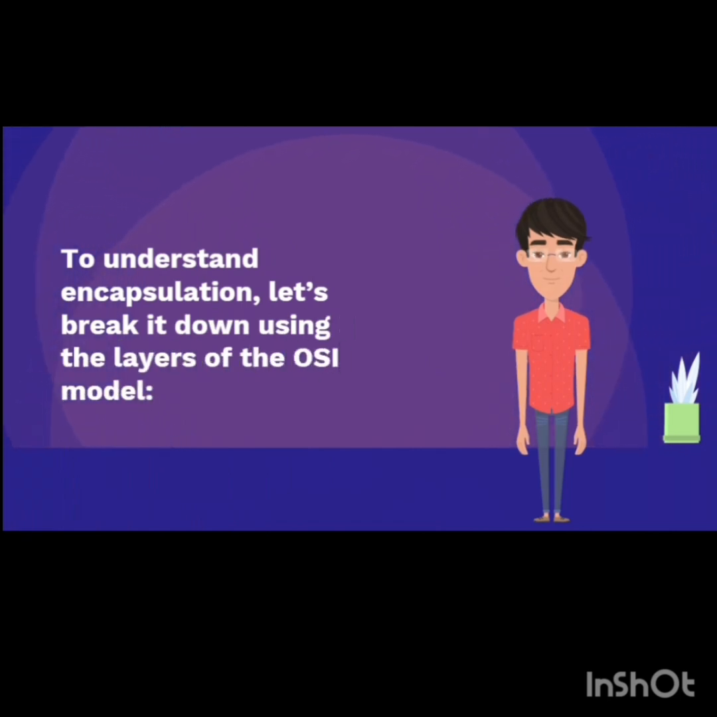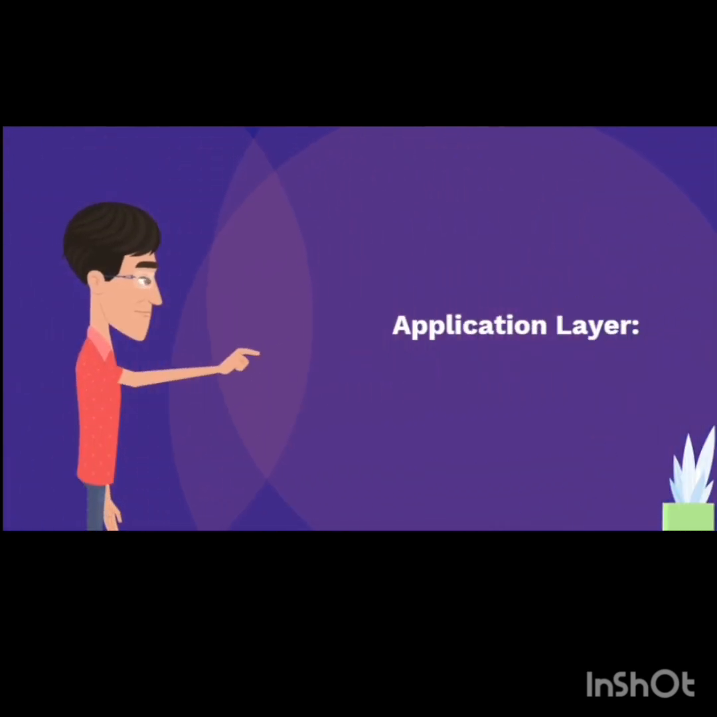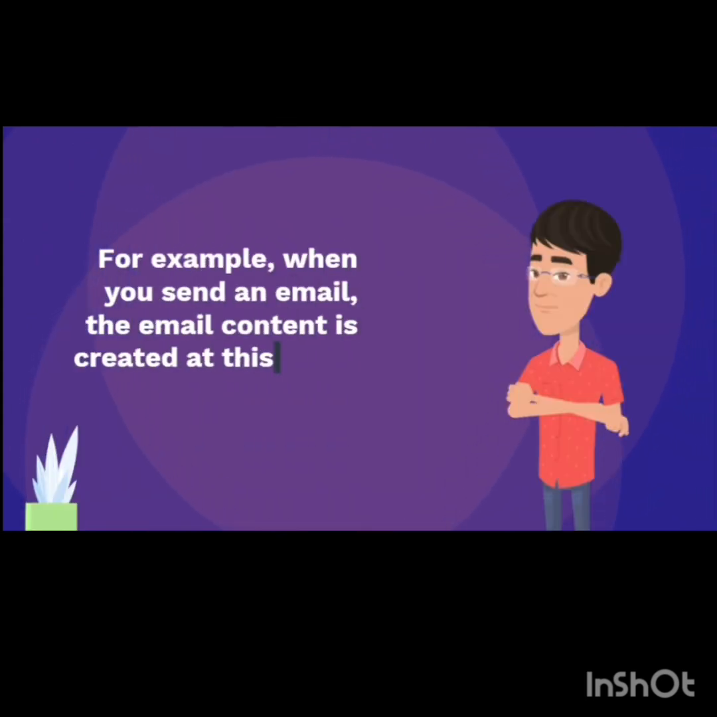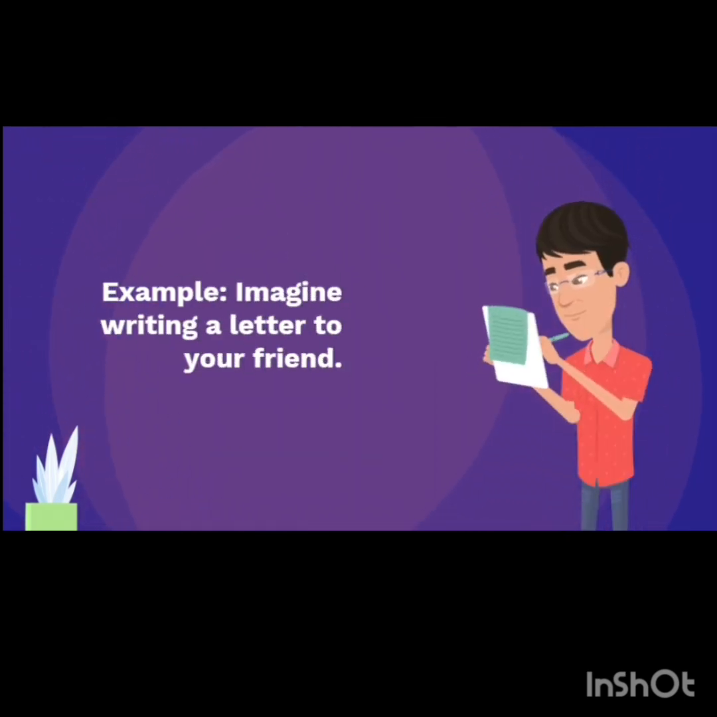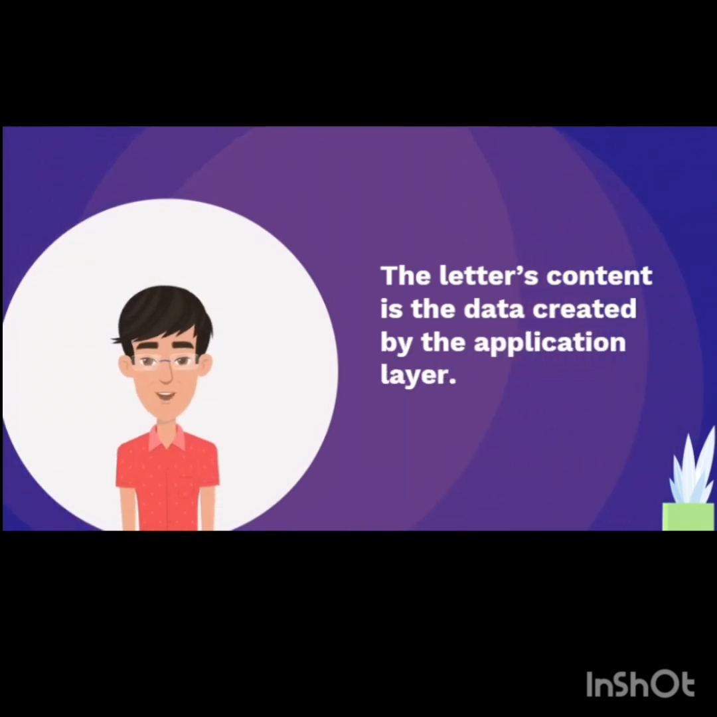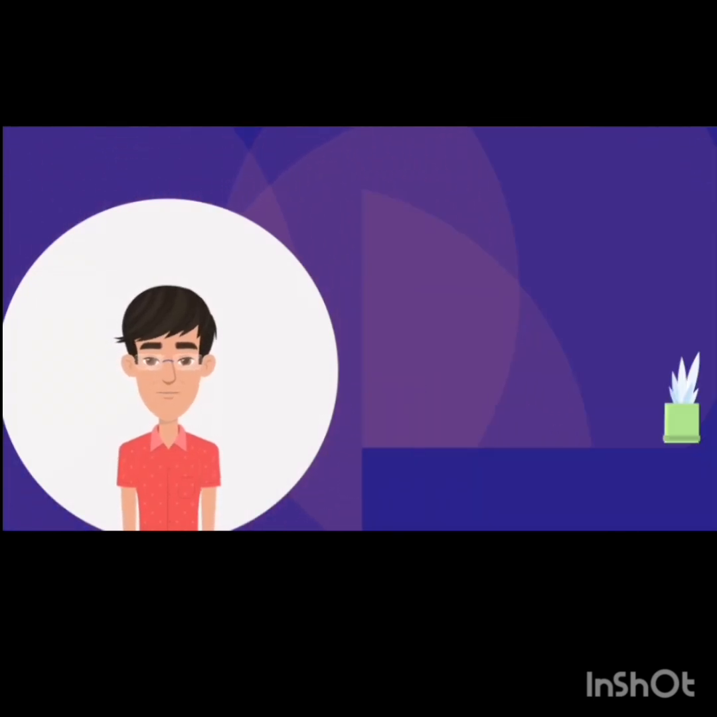How encapsulation works, step by step. To understand encapsulation, let's break it down using the layers of the OSI model. Application layer. This is where the data originates. For example, when you send an email, the email content is created at this layer. Example, imagine writing a letter to your friend. The letter's content is the data created by the application layer.